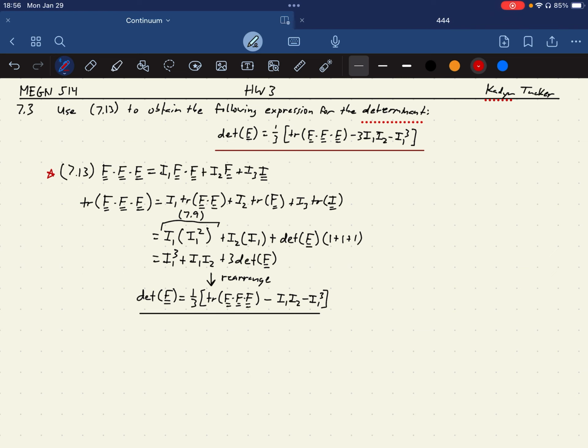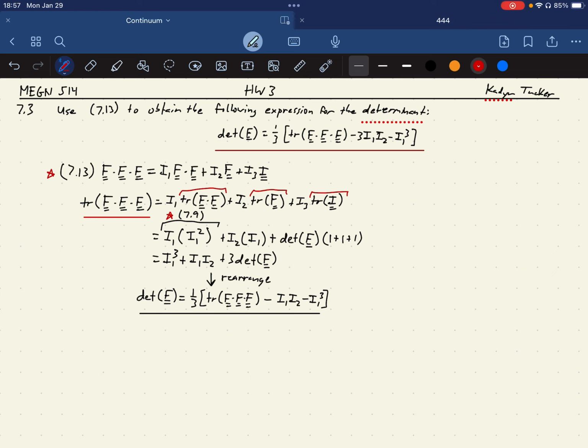So now that we have that, we can solve for the trace of that triple dot product. So we simply take the trace of each individual tensor F term in the 7.13 equation. So all we're doing is taking the trace of the dot product between F and F, the trace of F, and then the trace of the identity matrix. So equation 7.9 tells us that the trace of the tensor F is just equal to I1.